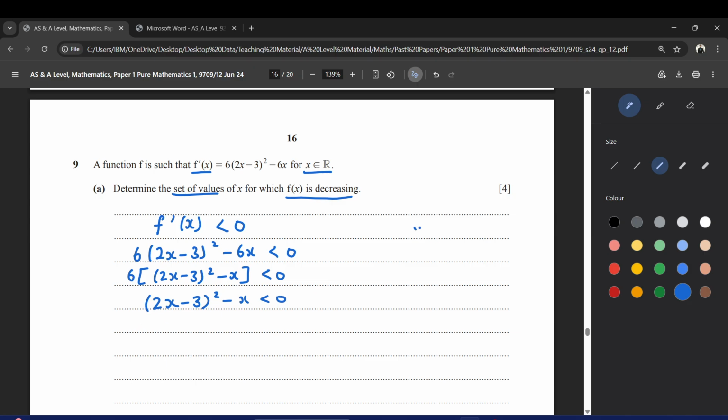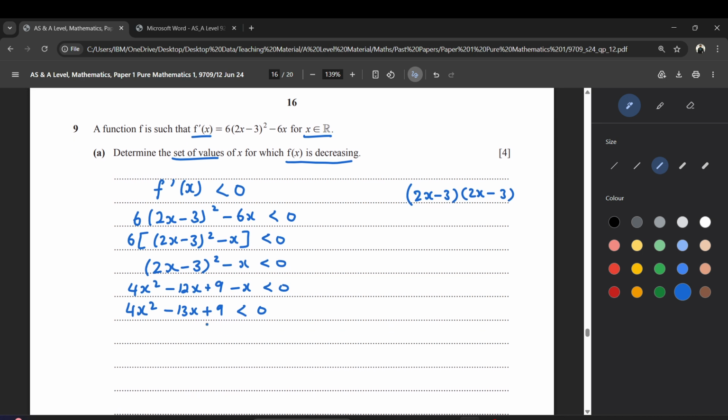So 2x minus 3, 2x minus 3. So 2x times 2x would be 4x squared. 2x times minus 3 would be minus 6x. And then again minus 3 times 2x, that would be again minus 6x. So that would be minus 12x. And then minus 3 whole square, that means minus 3 times minus 3, that gives you positive 9. Minus x less than 0. So 4x square minus 12x minus x, that makes it minus 13x plus 9 is less than 0.